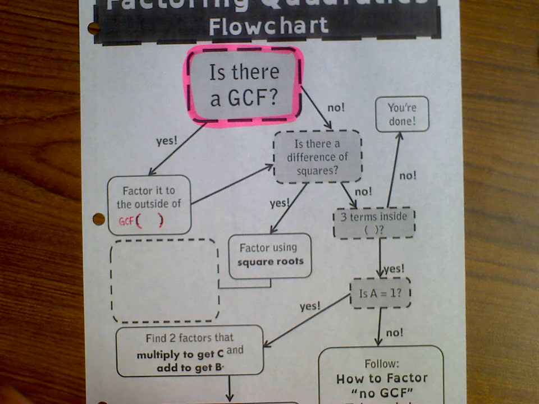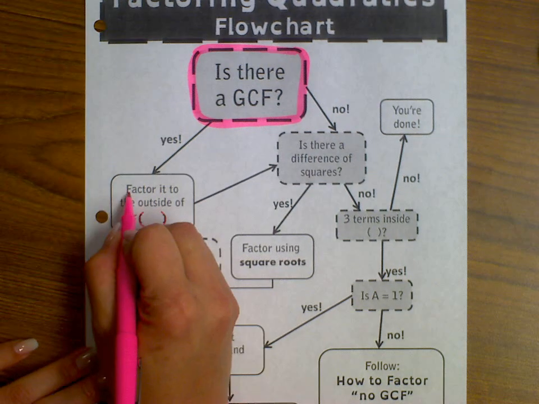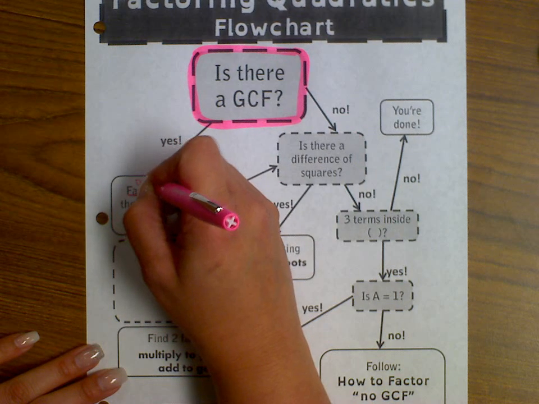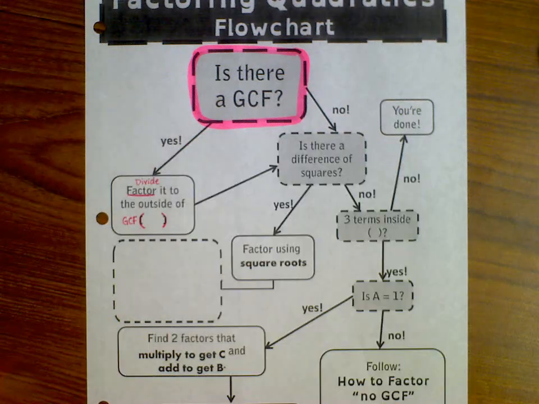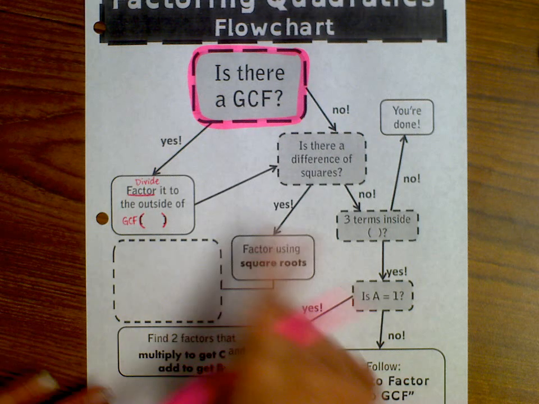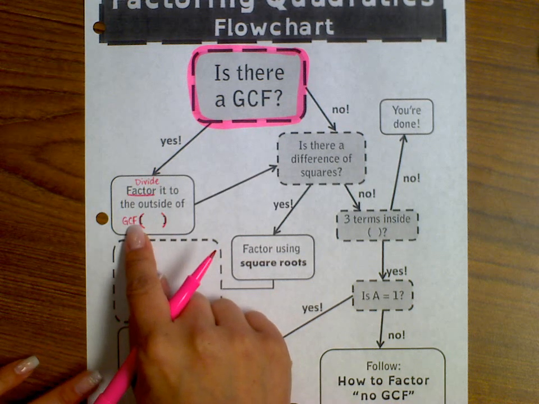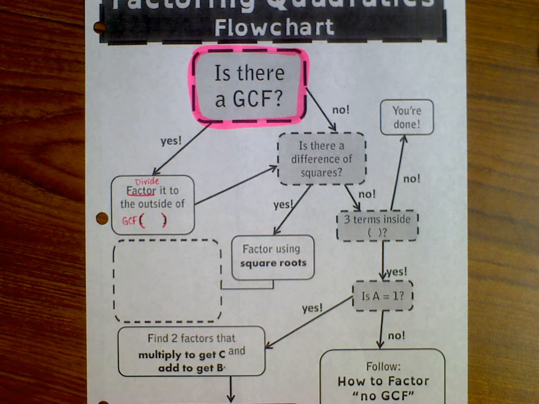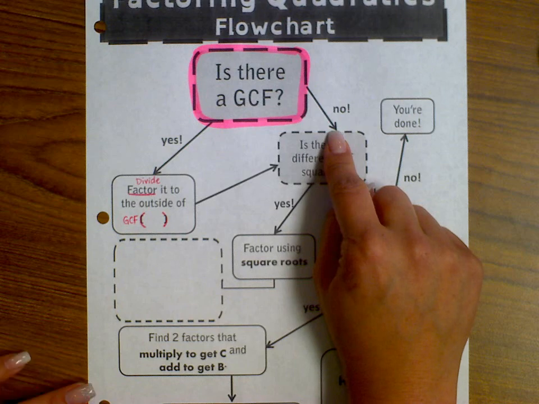Okay? Now, what does the word factor mean again? To divide. All right. So whatever you have, you're going to divide it by the GCF, and whatever's left over goes into the parentheses. Now, sometimes you don't have a GCF, and that's okay.